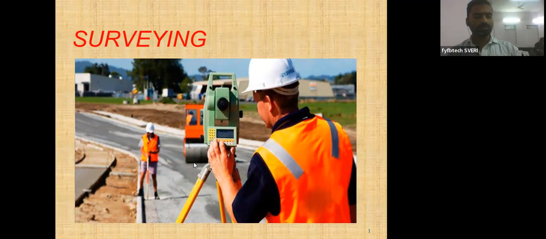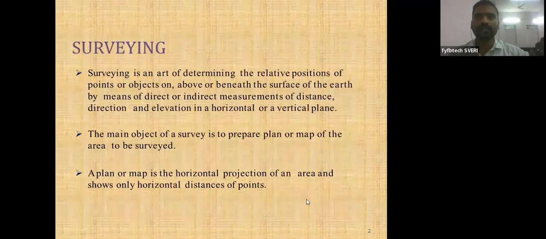So in the last class, we have studied the surveying chapter. Correct? So what is the definition of surveying? Surveying is an art of determining the relative positions of the points or objects on, above, or beneath the surface of Earth by means of direct or indirect measurements of the distances, directions, or elevations in horizontal and or vertical plane.